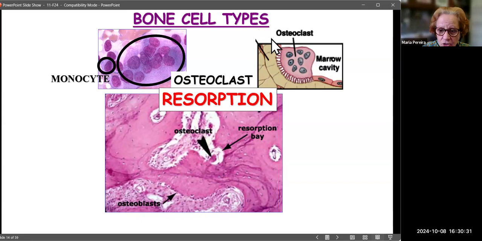So here again, you see the osteoclast. This is the marrow cavity, the bone marrow cavity. And now you see that the osteoclasts form what we call this resorption bay. So they start chewing and chewing, and they make these areas that are sort of empty of cells, that are filled with calcium. Okay.